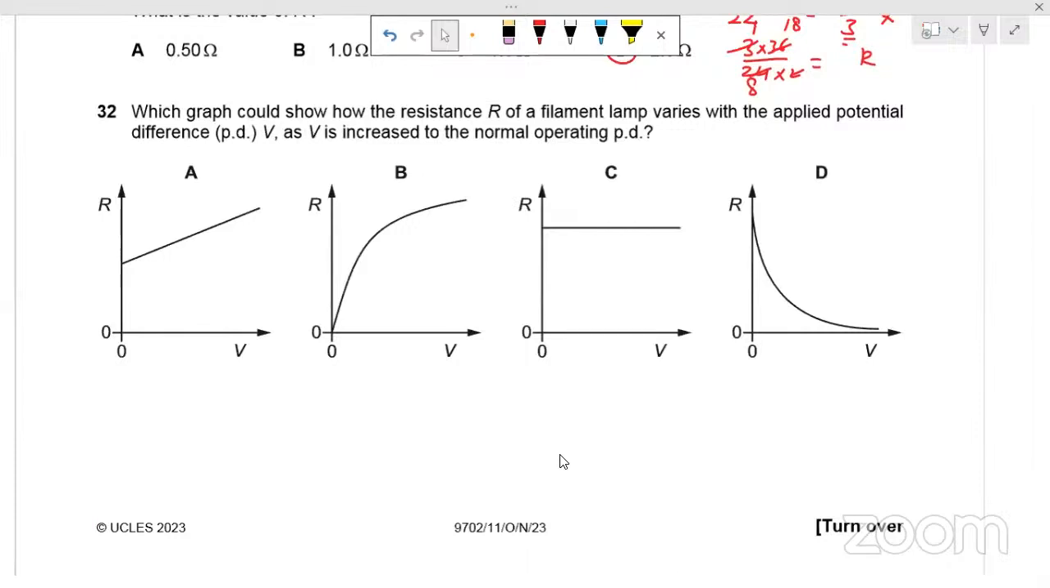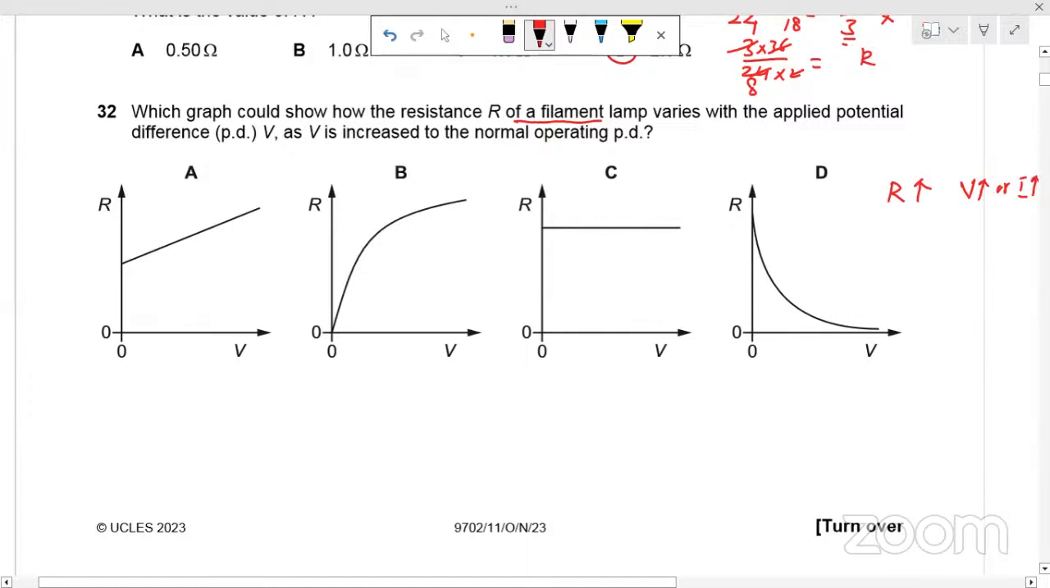Which graph could show how the resistance R of a filament lamp varies with applied potential difference V, where V is increased to the normal operating potential difference? What do you know about a filament lamp? The resistance of a filament lamp increases as voltage or current is increased. So if voltage is increased, its resistance will increase because the temperature will increase.